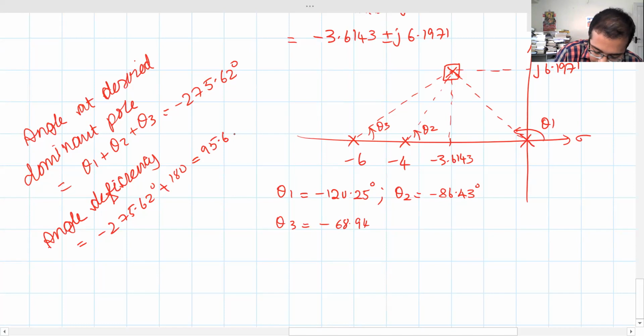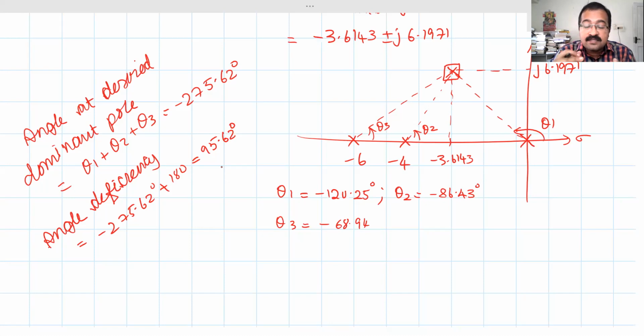Did you understand what I said? When you do this calculation, you will get a net angle of minus 95.62. So what is the angle deficiency? That has to be brought to zero. How can we make it zero? By adding plus 95.62 degrees to that. So the angle deficiency is 95.62 degrees. Who will give that 95.62? The compensator zero has to give it, which has to be provided.